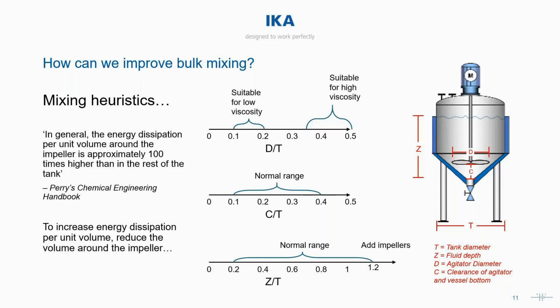So we have kind of two levers that we can play with. We can either make a larger impeller, or we can reduce the volume surrounding that impeller to be able to take advantage of this increased energy dissipation.